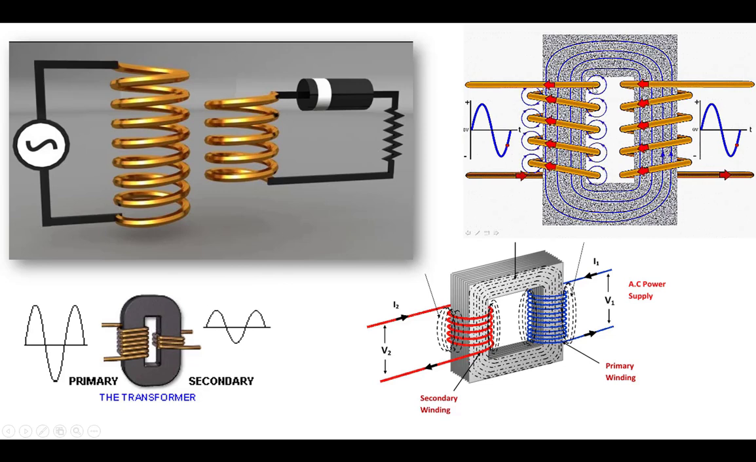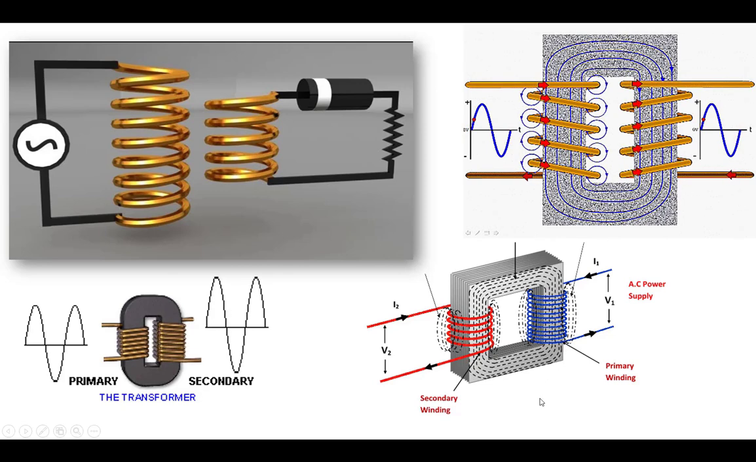Some more illustrations that kind of show what's going on with the flux, with the current, in terms of primary and secondary.